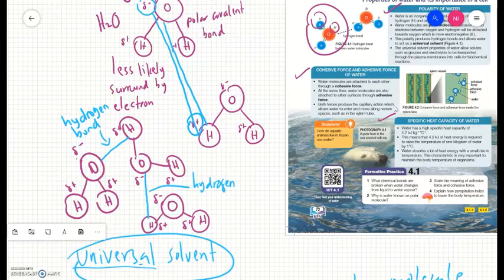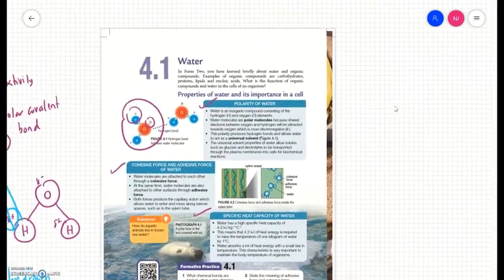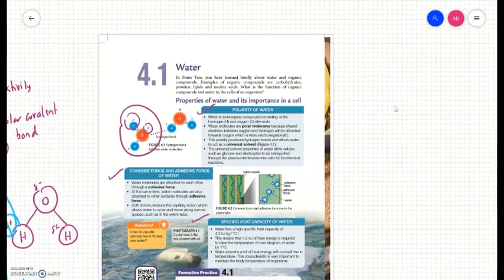Cohesive force and adhesive force. Again, the water molecule has a cohesive force and adhesive force. How do the water molecules stick to each other, melekat? Jadi, when water molecules are attached to each other, we call it cohesive force.